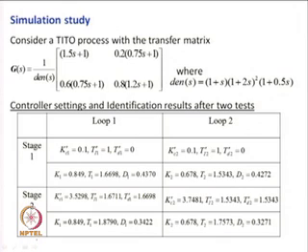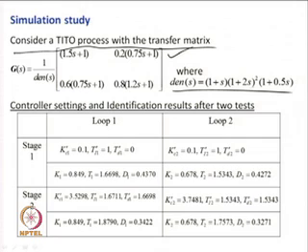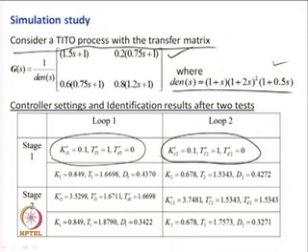Let us go to a simulation study. Consider a TITO process with a transfer matrix of this form, where the denominator den(s) is given by (1 plus s) times (1 plus 2 s) squared times (1 plus 0.5 s). Initially the PID controller values are chosen as Kc1' equal to 0.1, TI1' equal to 1, Td1' equal to 0, and for loop 2 the PID controller has Kc2' equal to 0.1, TI2' equal to 1, and Td2' equal to 0.